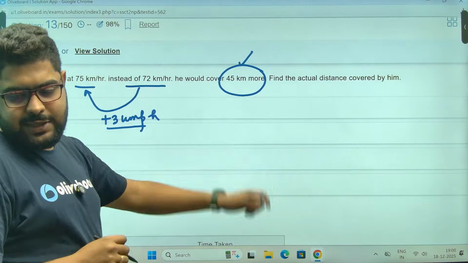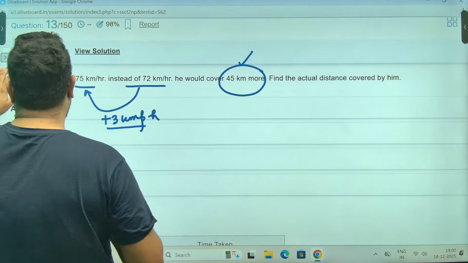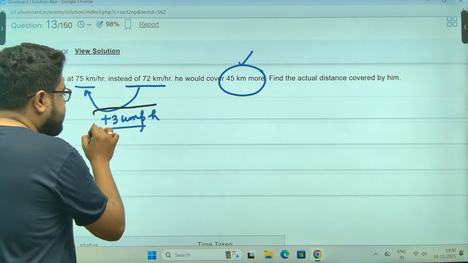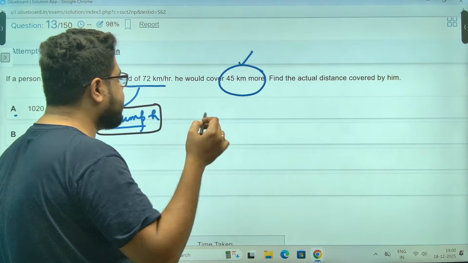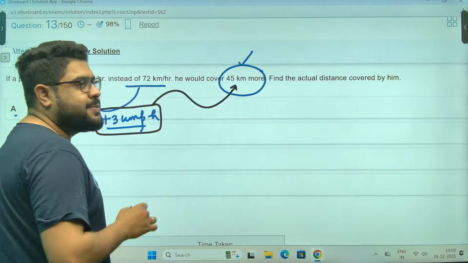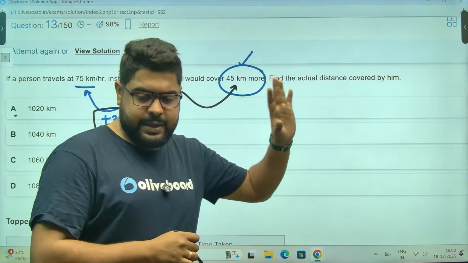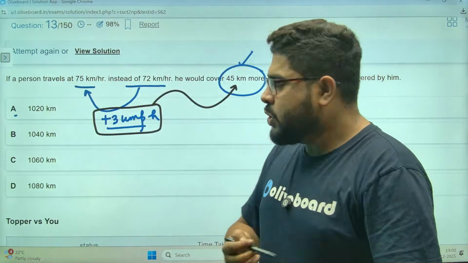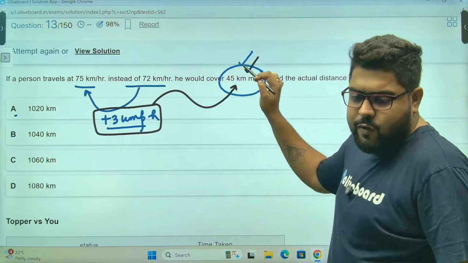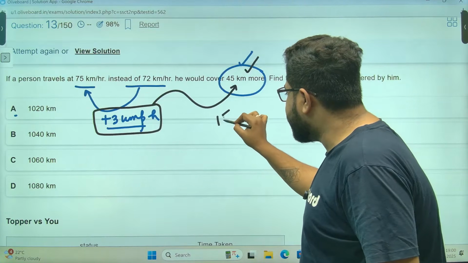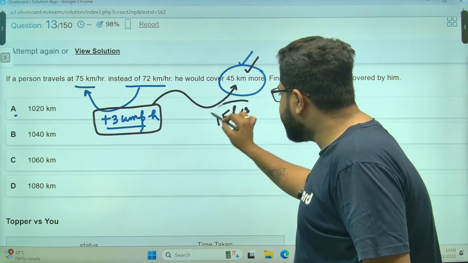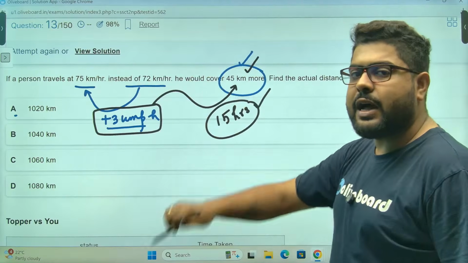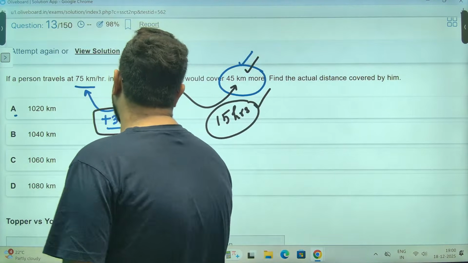Actual distance. Sir, it's very simple. Can anyone tell me for how much time he is actually traveling? If the increment in speed is 3 kilometers per hour, he is covering 45 kilometers more. Increment in speed means every hour he is traveling 3 kilometers more. So in how many hours will he travel 45 kilometers more? That will be 15 hours. Meaning the duration of the journey is 15 hours.